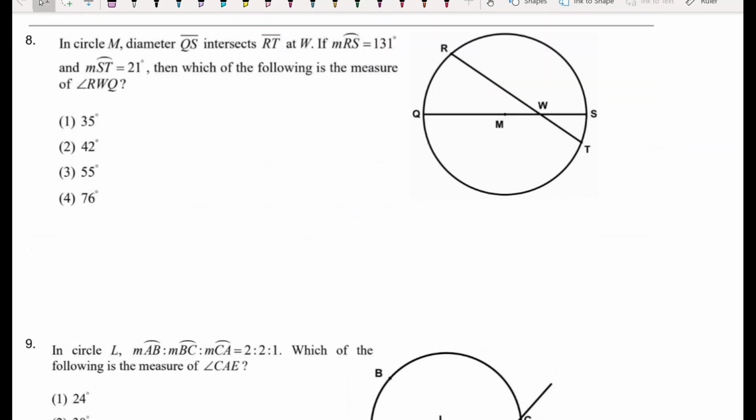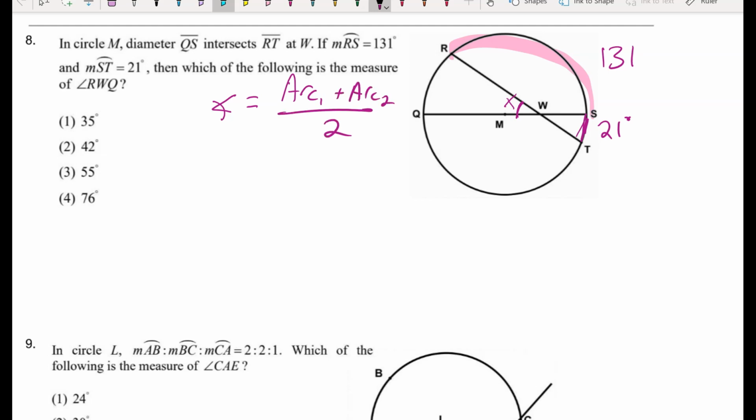Number 8. In circle M, diameter QS intersects RT at W. If the measure of arc RS is 131 degrees, and ST, right there, is 21 degrees, then which of the following is the measure of angle RWQ? Well, remember for an inside angle formed by two intersecting chords, I can just add the two arcs they intercept and divide it by 2. So that would be arc RQ and arc ST.